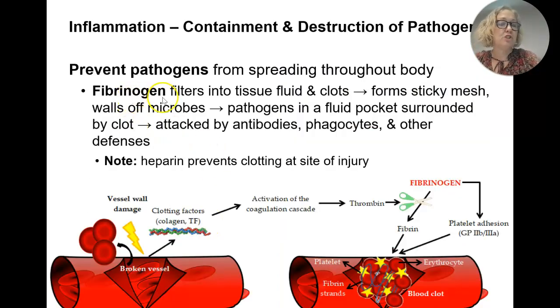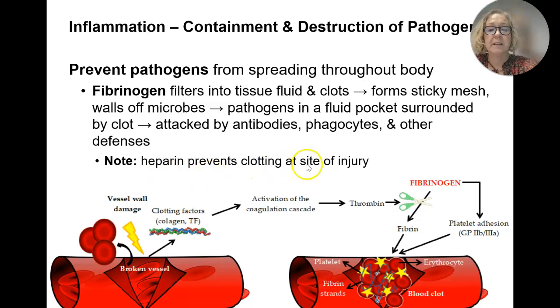You have fibrinogen. Do you remember fibrinogen is what is going to help with your platelet plug, right? It's going to prevent pathogens from spreading through the body too. It's going to filter into the tissues and form a sticky mesh, which is going to wall off the bacteria. Just like it stopped a clot, your fibrinogen is also going to stop the movement of the pathogen. So it walls it off. The pathogen is hopefully in a fluid pocket surrounded by the clot. It is attacked by antibodies. It's phagocytosed.